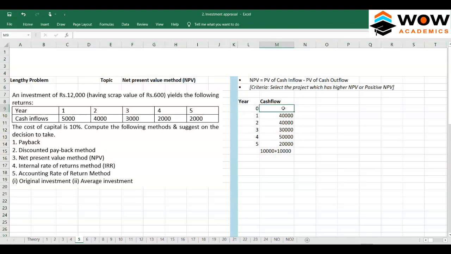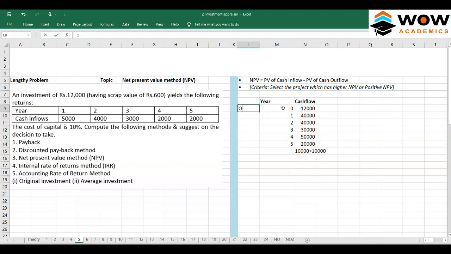In the year 0, you should also put the investment that you have made. Any investment that is made is a cash outflow, right? So this year it is outflow, and thereafter it is inflow. Any outflow should be marked with a minus symbol. That is a definite.